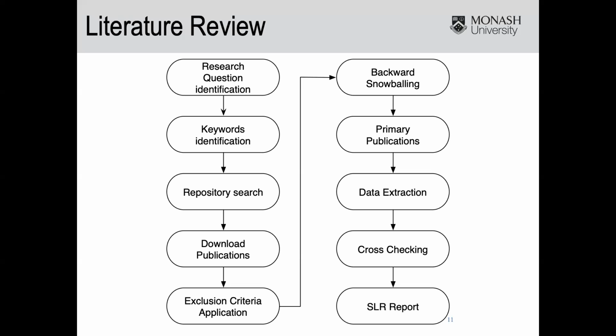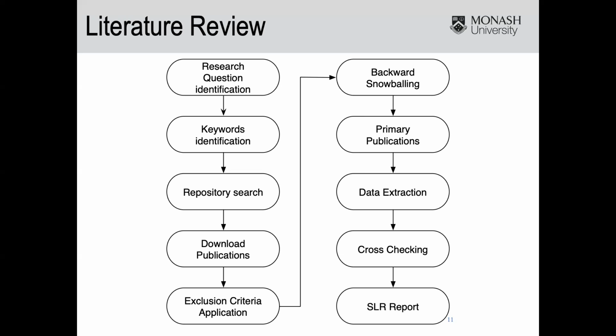And after that, the step is we use the keywords to actually search for papers from popular repositories such as IEEE, ACM, Springer, and elsewhere, for example. And by doing the search, we need to also download the relevant papers. Expectedly, not all the papers will be relevant to our study. So we need to introduce some exclusion criteria to exclude some papers. For example, there are non-English ones or the short papers.